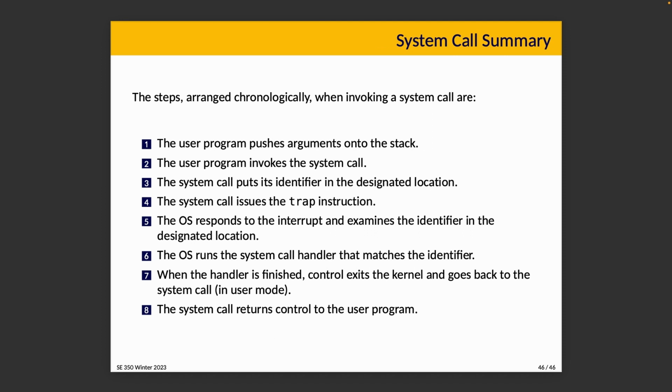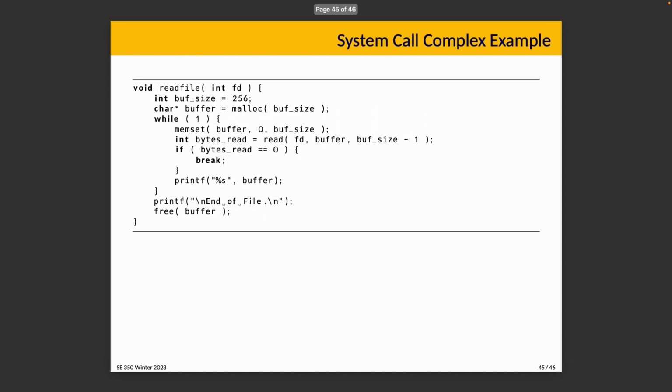The operating system responds to the interrupt and examines this identifier. It runs the system call handler that matches the identifier. When it's finished, control exits the kernel, goes back to the system call, and then control returns to our user program immediately before the assignment statement here. And the next thing that happens is the assignment that returns the result to the variable bytes read. So if we read 12 bytes because we were nearly at the end of the file, then 12 is assigned to bytes read once we have exited from the system call.